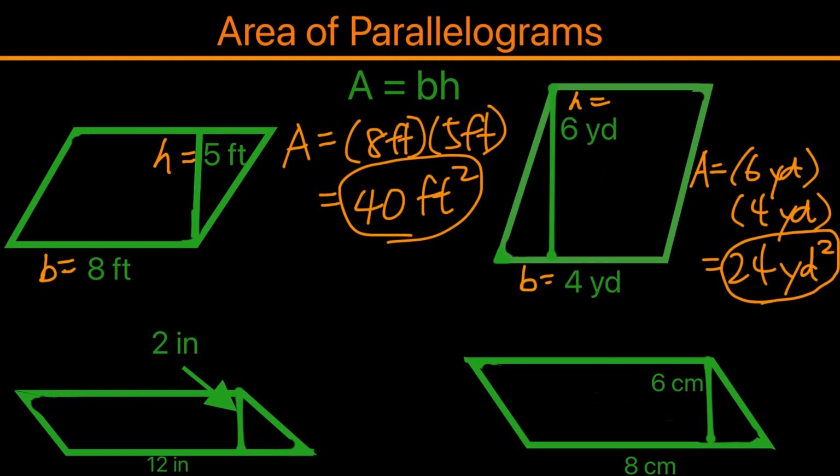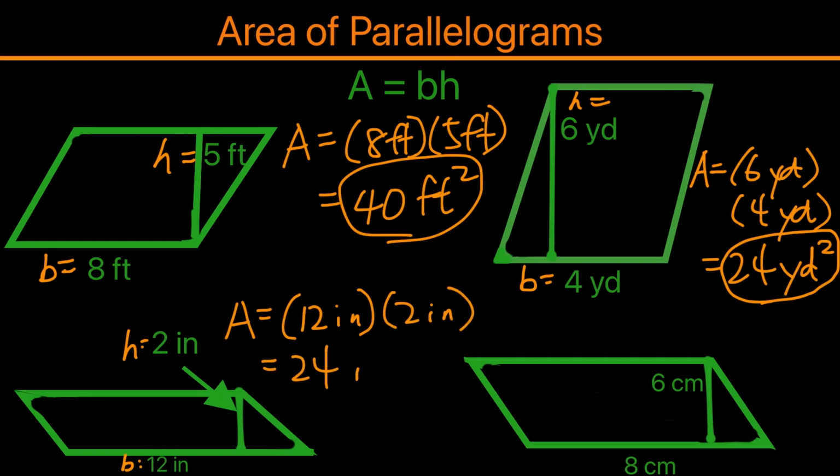Now for the next example, we have the base as 12 inches and then the height as 2. So we'll write the formula as follows. We have base at 12 inches and then we have height at 2 inches. So 12 times 2 is 24 and then inches square.